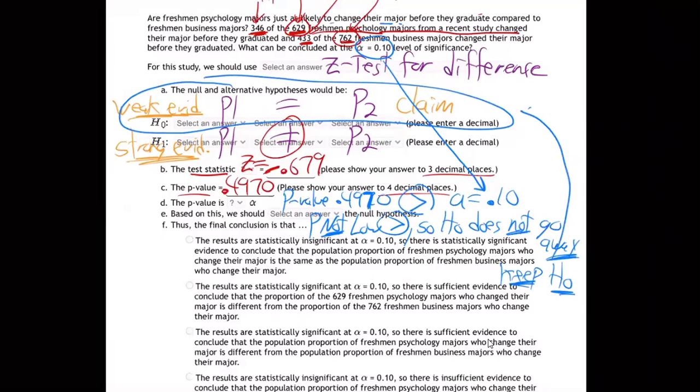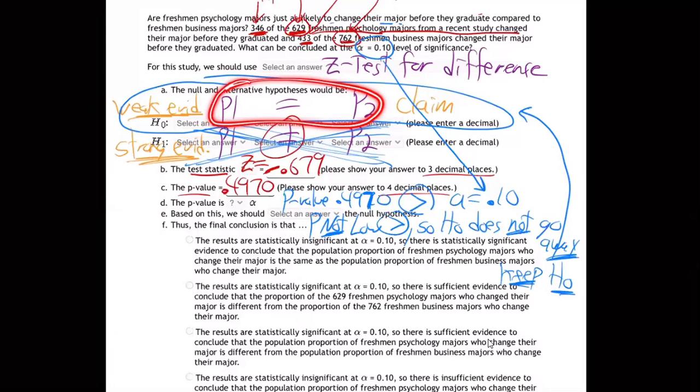Right there. I'm going to keep it. And that's what I'm believing. I'm crossing out the H1 and I'm keeping H0, which means what do we believe in the end? We believe P1 equals P2, don't we? We believe the freshman and the business major have equal proportions.